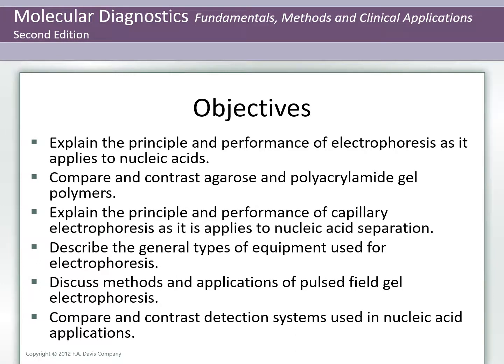The objectives we'll cover are explaining the principle and performance of electrophoresis as it applies to nucleic acids, comparing and contrasting agarose and polyacrylamide gel polymers, explaining the principles and performance of capillary electrophoresis as it applies to nucleic acid separation, describing the general types of equipment used for electrophoresis, discussing methods and applications of pulse field gel electrophoresis, and comparing and contrasting detection systems used in nucleic acid applications.